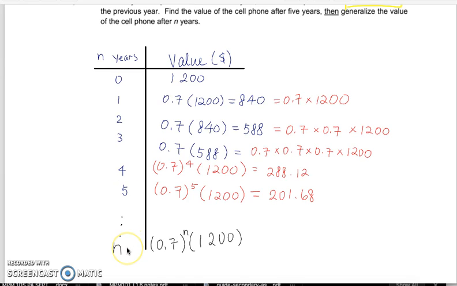And so in year n, to calculate the value of the cell phone, it will be 0.7 to the power of n times 1,200.